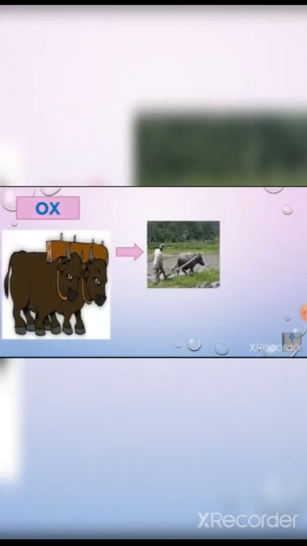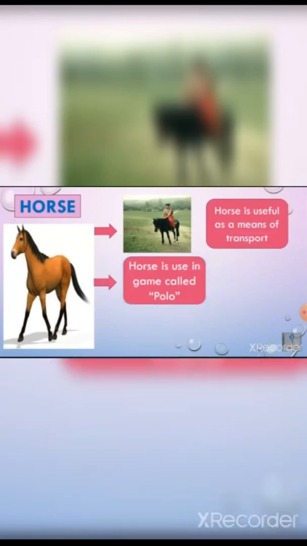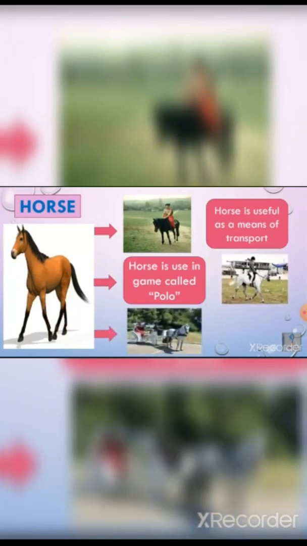This is the ox. Oxen are useful for farming, and the ox is also useful for pulling carts. Right, and the horse is also a domestic animal, which is useful as a means of transport. It is also used in the game called polo. Right, and the horse is useful for pulling carts.